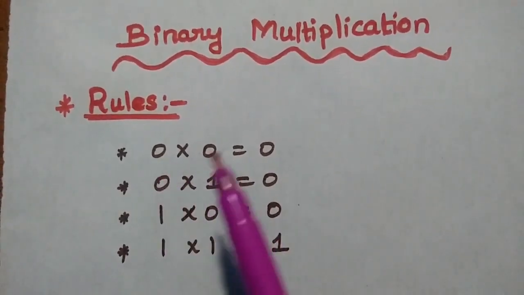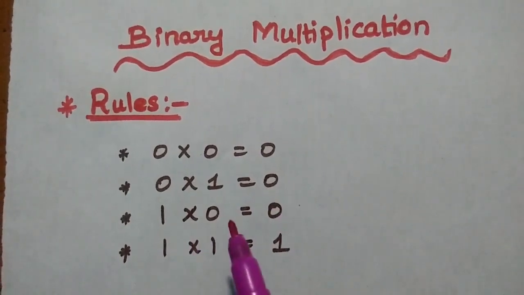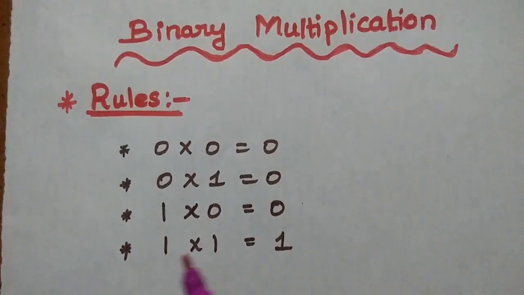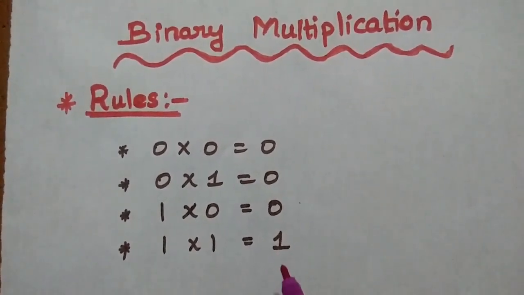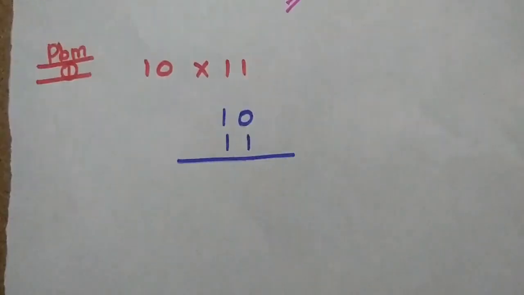The same thing: 0 into 0 is 0, 0 into 1 is 0, 1 into 0 is 0. Whenever both the values are equal to 1, only then can we get the answer 1. So this is very, very important.